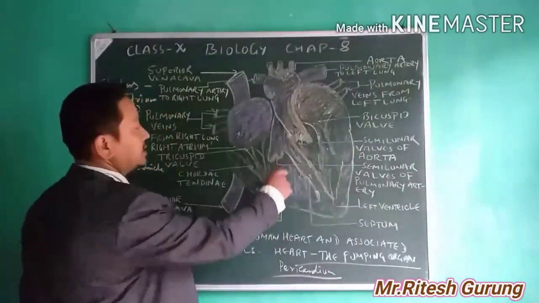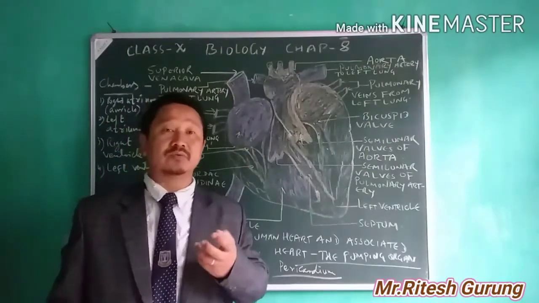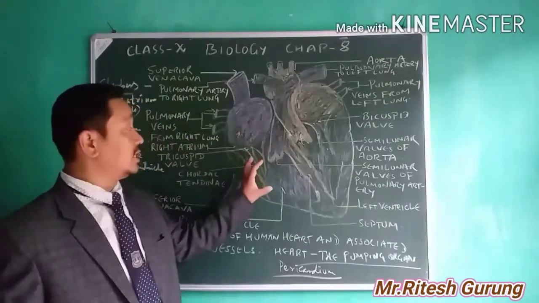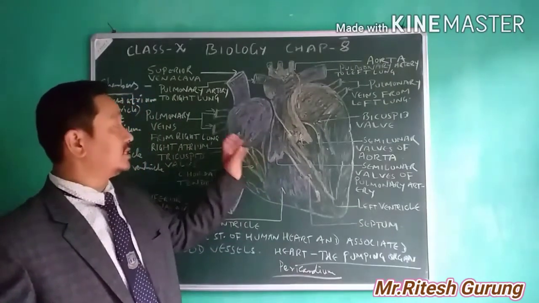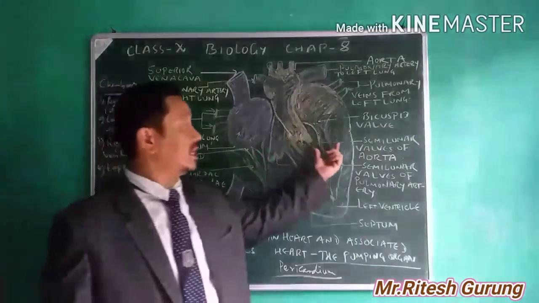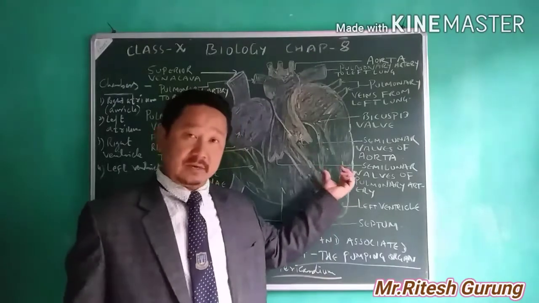And in the right side you see the deoxygenated blood, which is rich in carbon dioxide, flows. That means this side is responsible for dealing with the deoxygenated blood, and this side is responsible for dealing with the pure blood or oxygenated blood, okay.